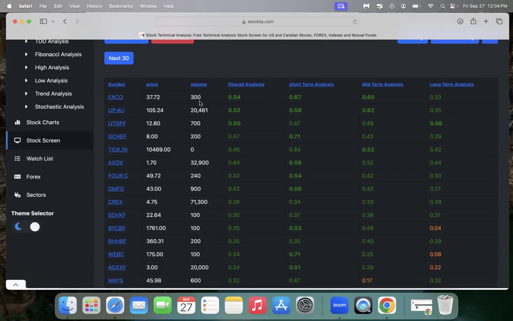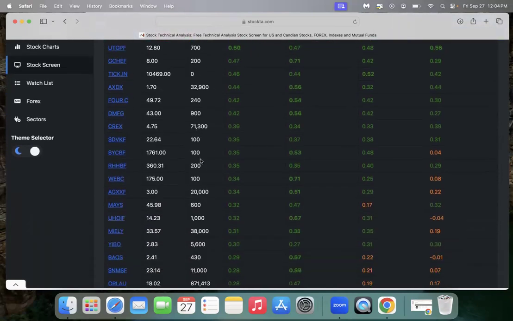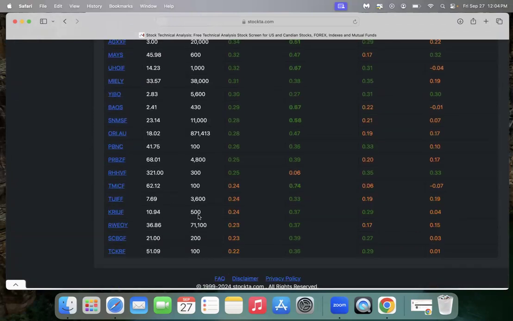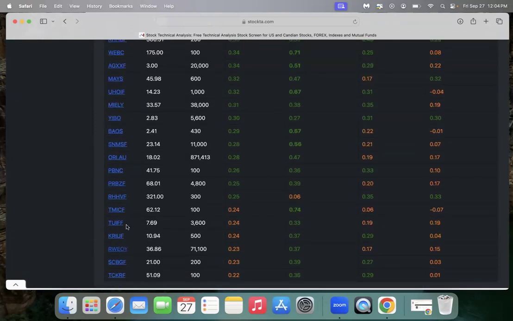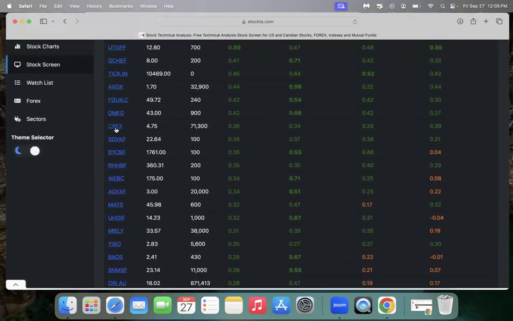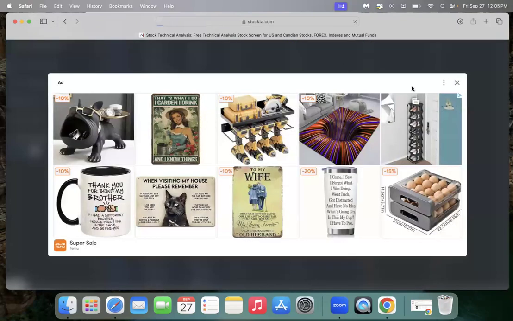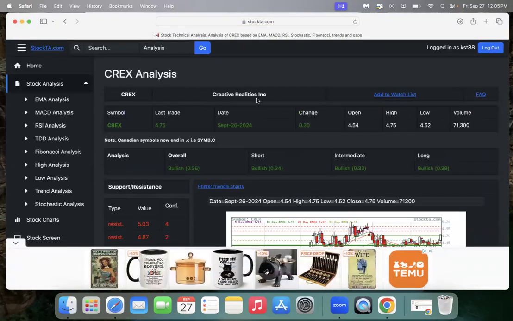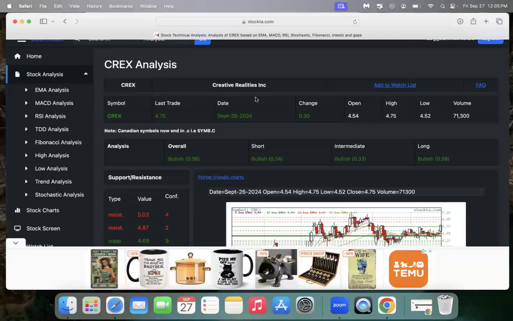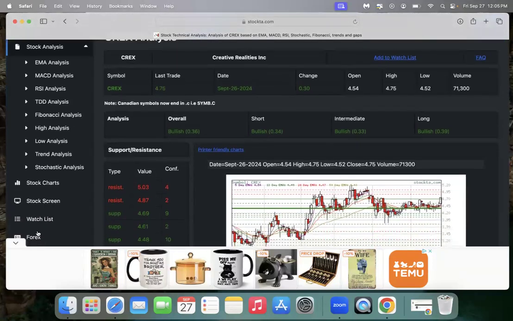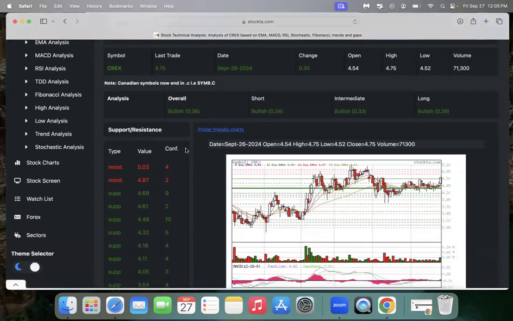EACO, only volume of 300, that is a very thinly traded stock. So let's go to one that's a little more highly traded. Not a lot on this list, unfortunately. Let's see what this stock is. So this is Creative Realties Inc. I have no clue what this company is about. It's a bullish score all across the board.